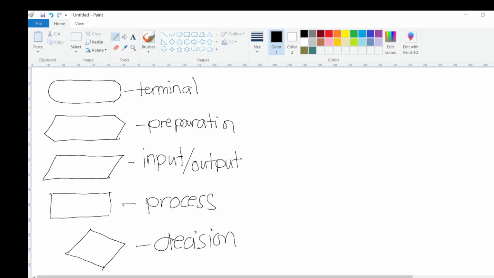Relating this to real life, imagine deciding whether to go to a party. If your homework is finished, then you go to the party. If it's not, you stay home and finish your homework. This decision symbol shows the decision-making point, just like in a flowchart.